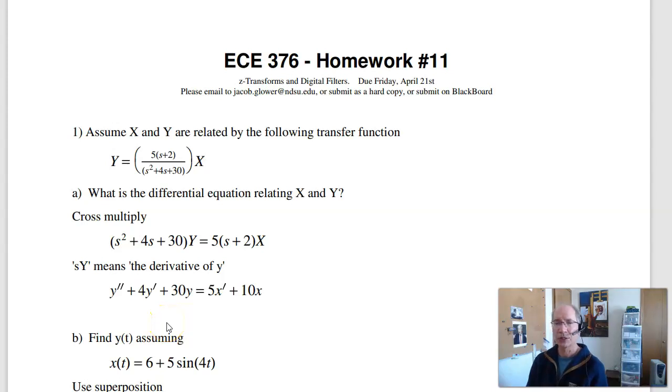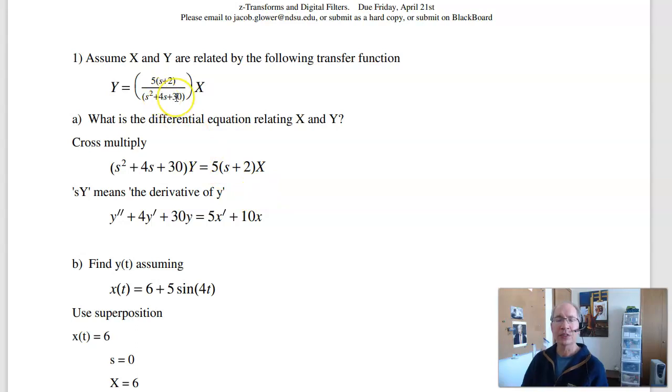Here are solutions to homework set number 11 for ECE 376. In this assignment, we're looking at filters in the S-plane and the Z-plane. The first problem is filters in the S-plane. Given a filter in the S-plane, what's the differential equation and what's the output given a sine wave input?